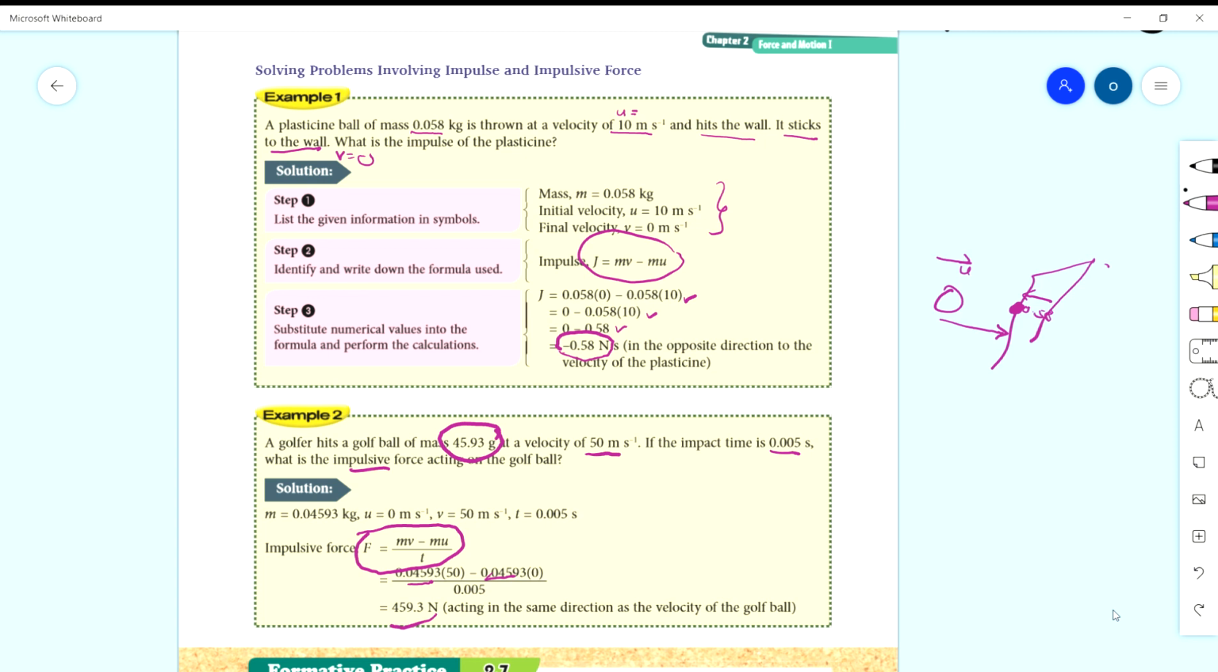Okay, so you get positive means I think it's the same direction as the velocity of the golf ball. So, golf ball ni. Ini dia punya iron. Dia pergi sama arah dengan golf ball. Dia hentam pum, dia kenakan terhadap golf ball. Golf ball ni gerak. So, dia kenakan positif lah.